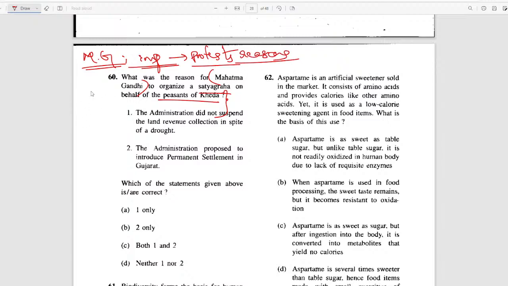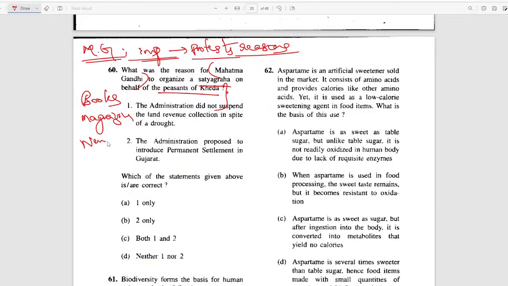And you have to also go through Mahatma Gandhiji's personal life. I mean, personal life means what are the books he has written, what are the magazines or newspapers that he had written, and other satyagrahas and protests that he had undertaken. So go through all those things.